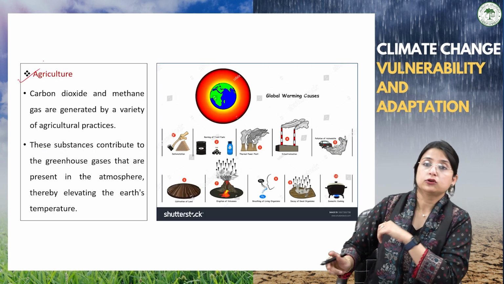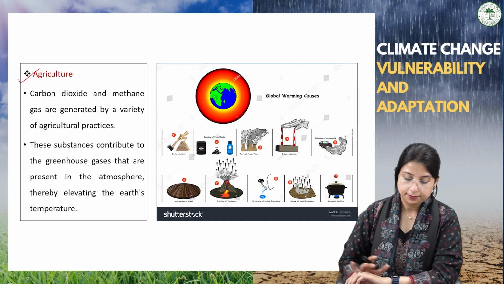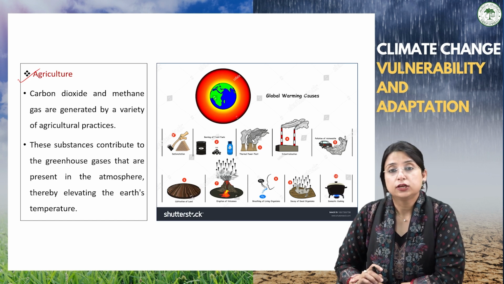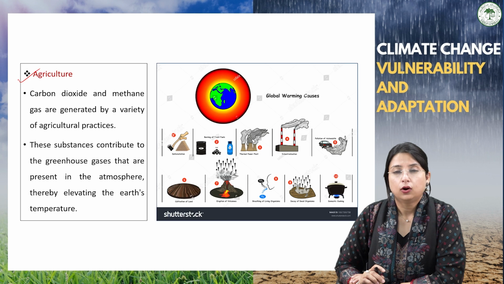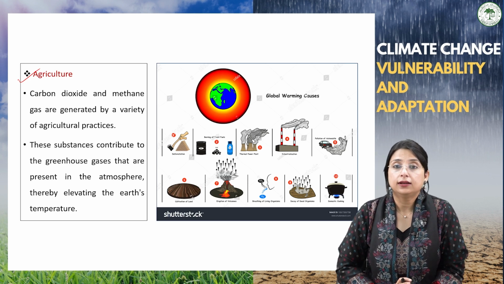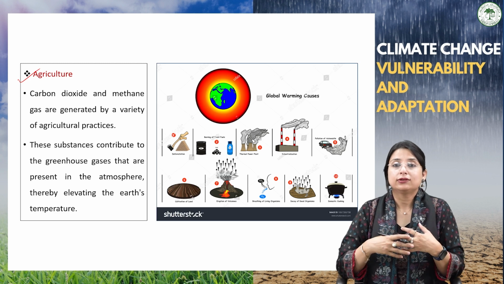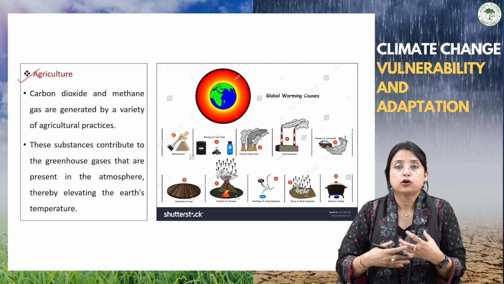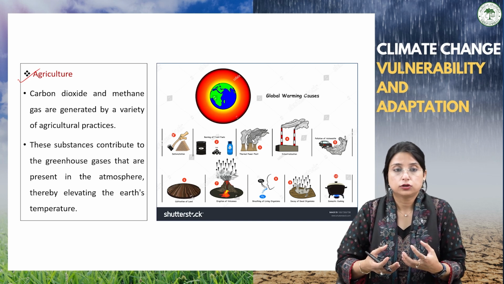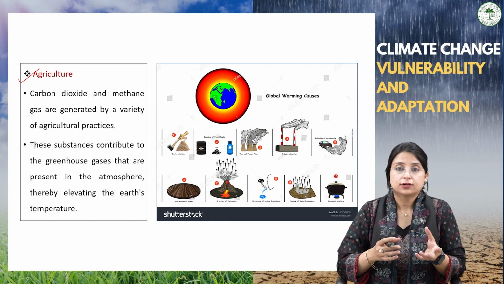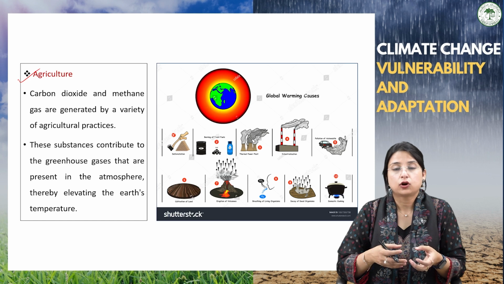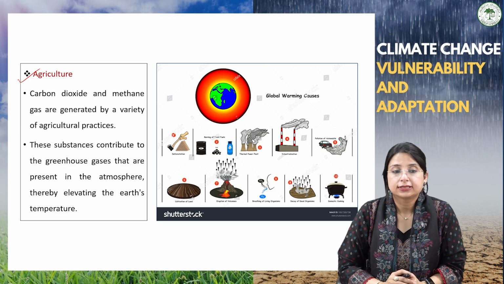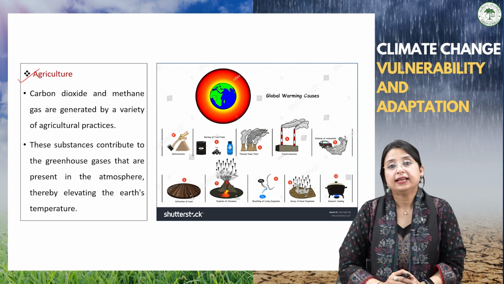Another important human-driven cause is agriculture. Carbon dioxide and methane gas are generated by a variety of agricultural practices, mainly from paddy fields, or we can even see animal agriculture, because during the digestion process, particularly among the animals, enteric fermentation takes place, due to which a huge amount of methane is emitted to the atmosphere. So, the carbon dioxide and methane, particularly from paddy fields or animal agriculture, are released in the atmosphere. These substances contribute to the greenhouse gases present in the atmosphere, thereby elevating the Earth's temperature.